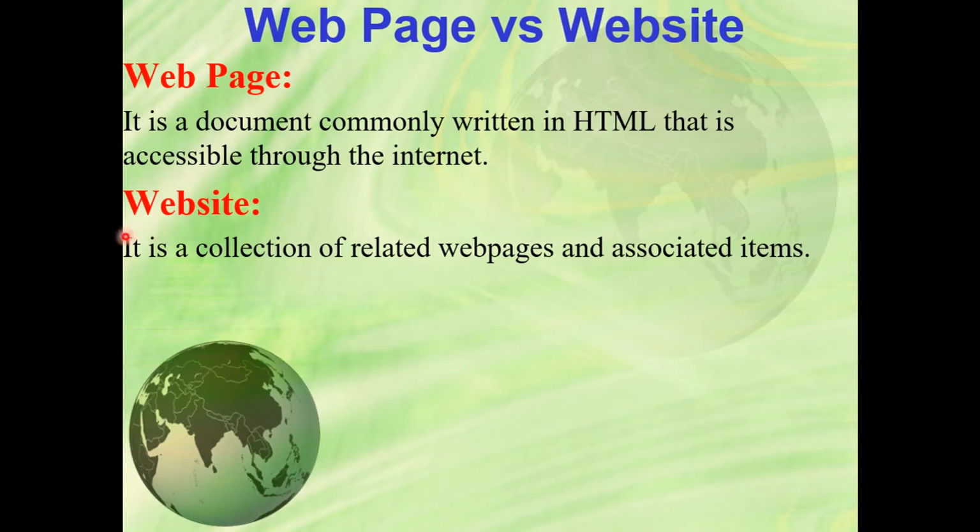And what is a website? It is a collection of related web pages and associated items. A web page contains only one document, and a website contains many documents, many other links, many other web pages. That is what makes a full website, whether a personal website, business website, or individual website, all of them.